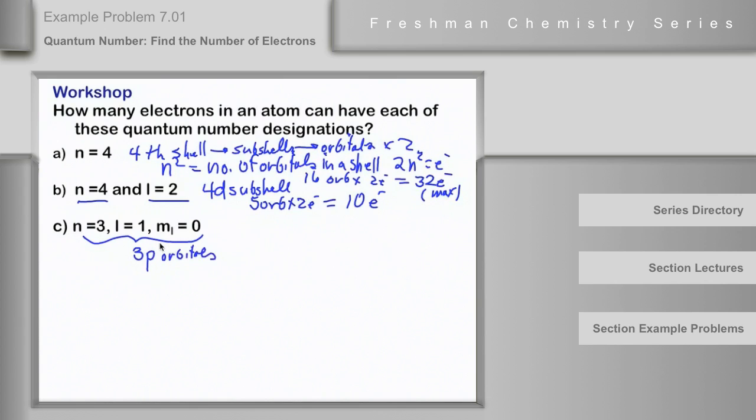It could be the 3px, the 3py, or the 3pz, and it really doesn't matter because one orbital holds 2 electrons at a max. So the total number of electrons that could be housed in that particular substructure of the hydrogen atom is 2. So the answers are 32, 10, and 2.